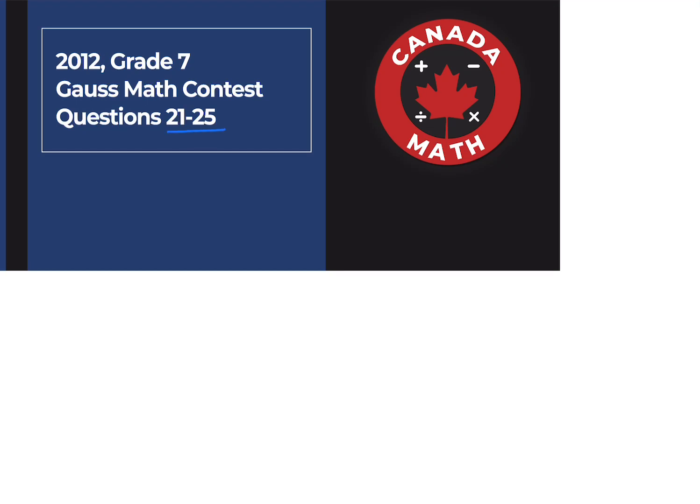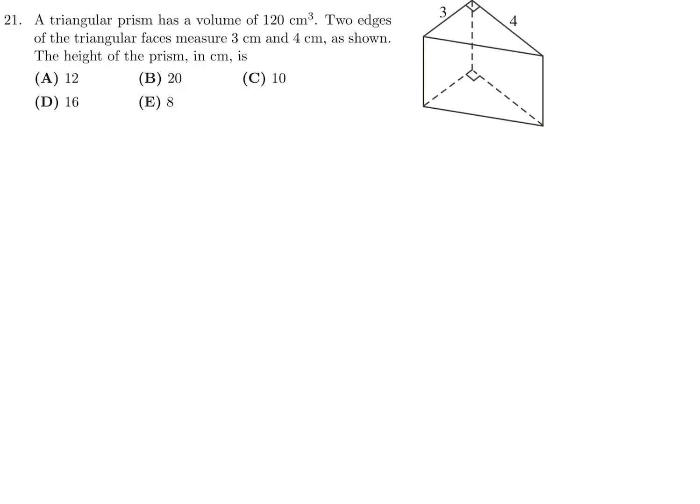Questions 21 through 25 on the 2012 Grade 7 Gauss Math Contest. A triangular prism has a volume of 120 centimeters cubed. Two edges of the triangular faces measure 3 and 4 centimeters, as shown. The height of the prism in centimeters is.